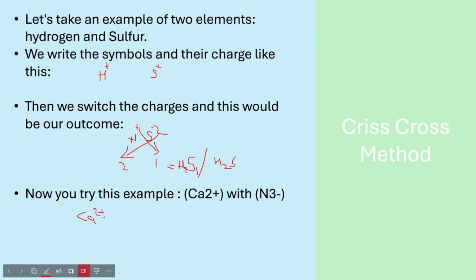Ca2+ with N3-. Now remember, pause the video and try it for yourself. Okay, now first step is to switch calcium and nitrogen. So there'd be a 3 here and a 2 over here. So our formula would be Ca3N2.